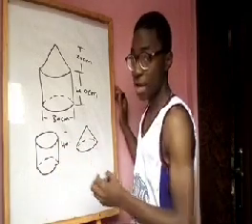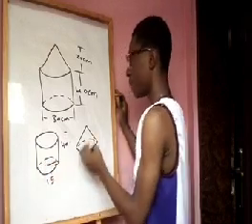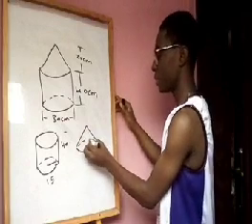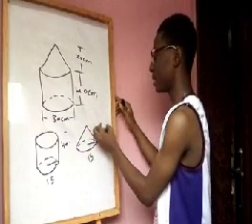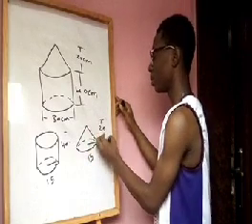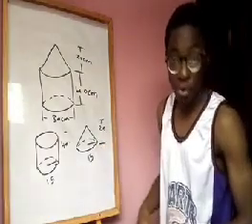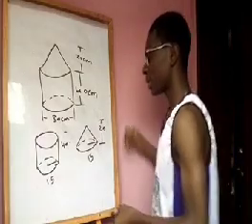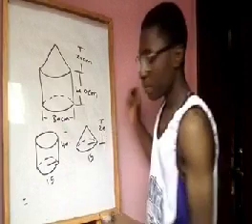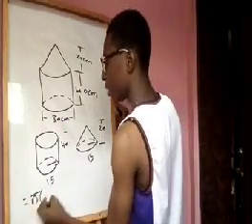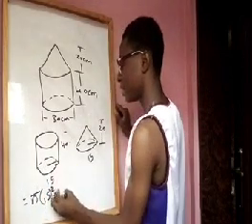The diameter is 30, and the radius is half the diameter. That will be 15. Then for the cone, we also have 15 as the radius because it has a uniform cross section. The height of the cone is 20, from the top to the bottom. That's a perpendicular distance. Now the volume will be the volume of the cylinder plus the volume of the cone. What's the volume of the cylinder? That will be pi r squared h. That's pi times 15 squared times the height, which is 40.